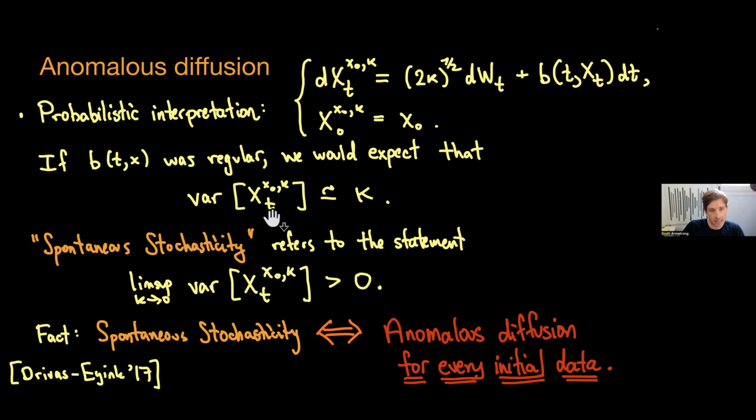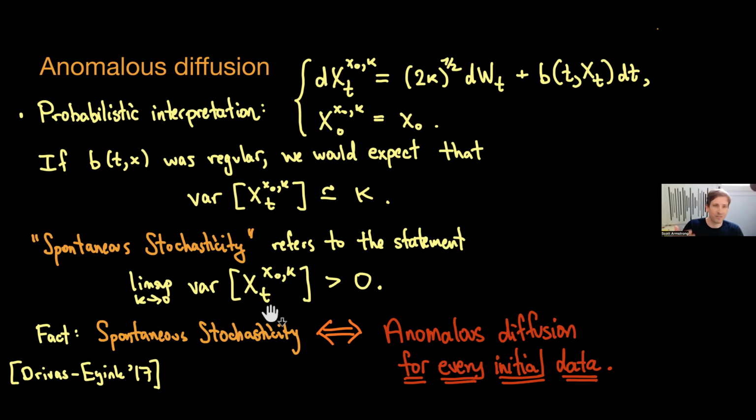variance at time t, here I'm thinking of t as order 1 or something, the variance of this in the position would be proportional to kappa. It would be kappa times t, in fact, or something like that. But maybe that doesn't happen. Maybe somehow, no matter how small kappa, even for very small kappa, the interaction of these two terms causes some spontaneous stochasticity, it's called. And that refers to the statement where you don't have this. At least along a subsequence, the variance of this quantity stays positive.